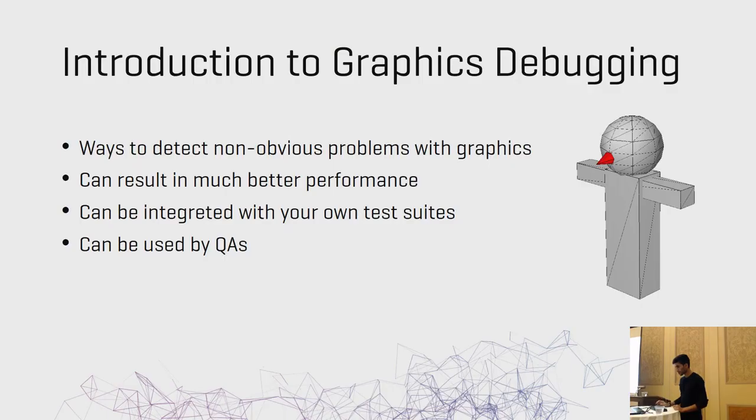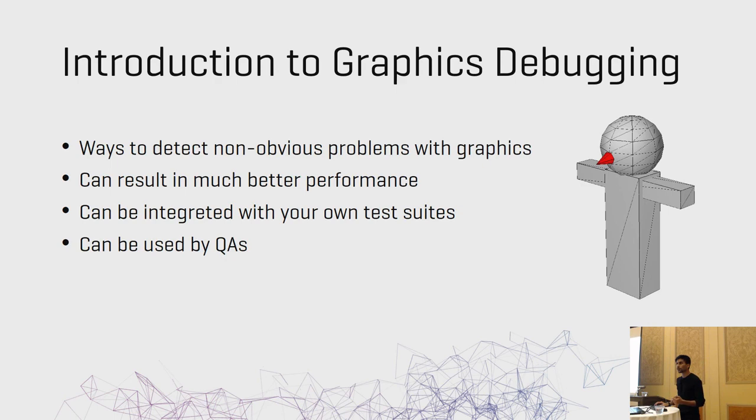So, first of all, let's just look at the basics of graphics debugging. We will look at ways to detect non-obvious problems with your graphics. When you have graphics, it's almost impossible to know if the polygon count is high or if it's going to cause performance slowdowns just by looking at it in your 3D view. So when your QAs are playing around with it, it's almost impossible to know how slow it can be if you were to add 1,000 snappers and so on. So we're going to look at ways to detect this before you even release it to your customers.